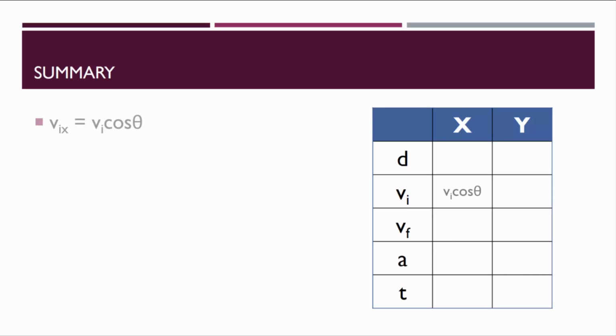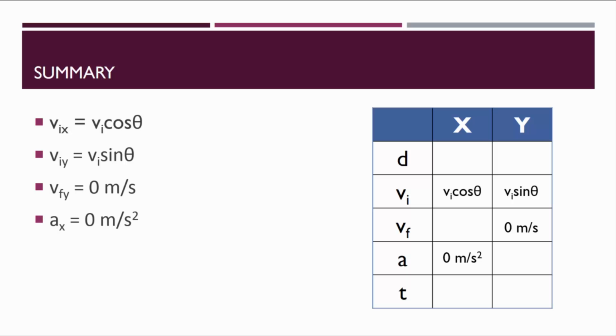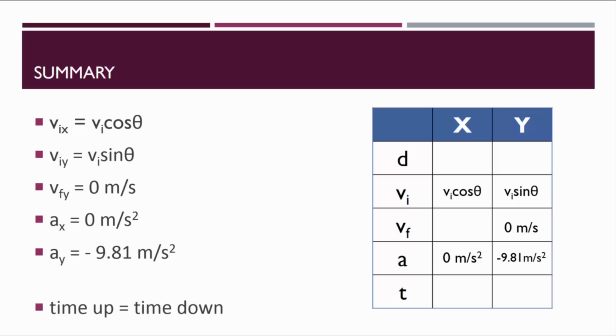Okay, let's summarize. VIX is going to be VI cosine theta. VIY is going to be VI sine theta. VFY, the final vertical velocity, is going to be 0 meters per second. The horizontal acceleration is 0 meters per second squared. The vertical acceleration is negative 9.81 meters per second squared. And we're going to remember that the time up equals the time down.